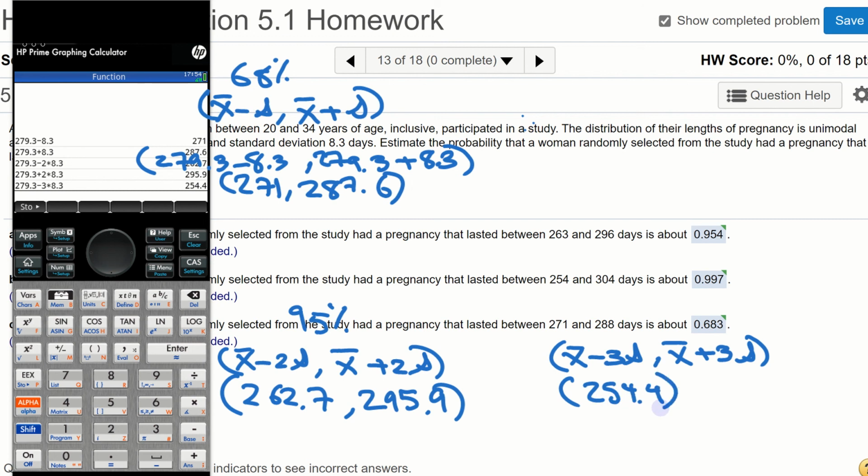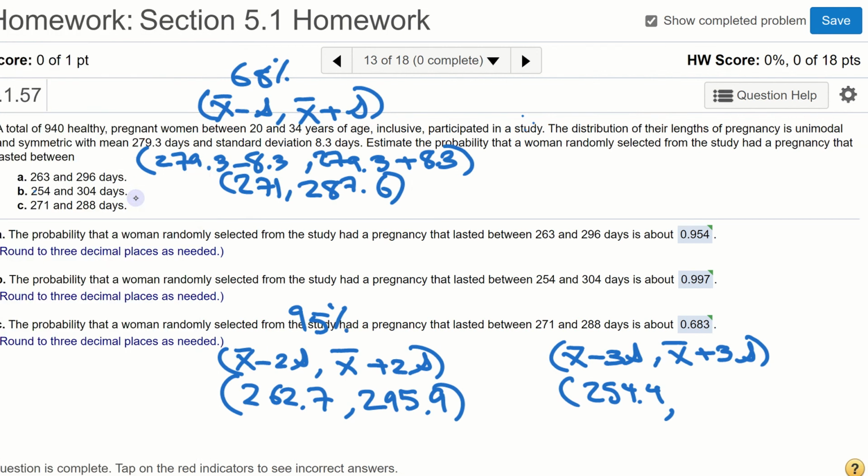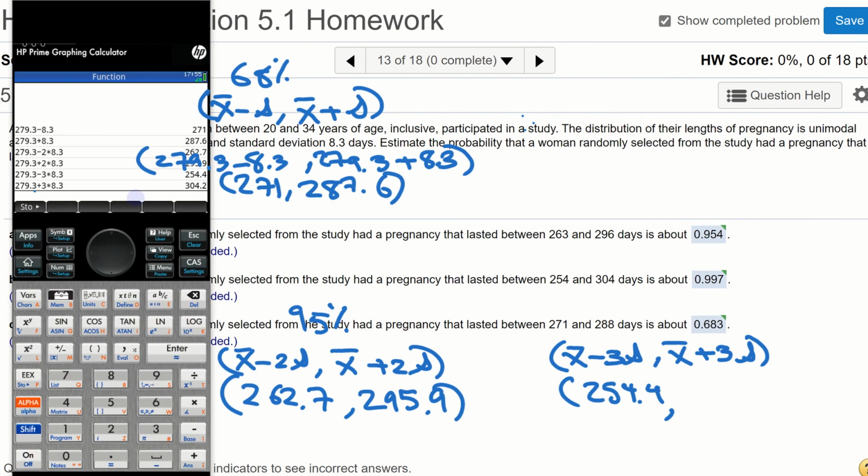254.4, comma. Now we're going to do the upper bound for the 99.7% group. So we're just going to take that and change that minus to a plus. All right, so 304.2. Correct? All right, so remember, this is where 99.7% of all observations will be.